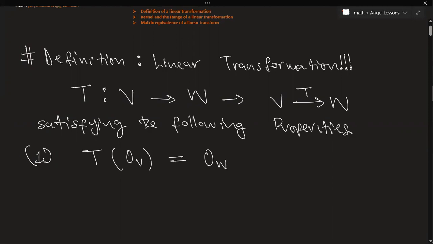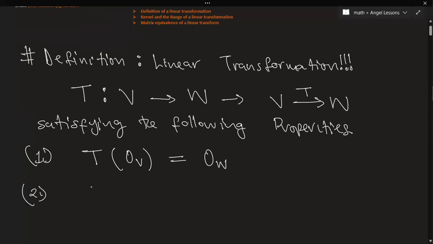That's one of the first conditions that must be met if a transformation is linear, because there are many ways of constructing a map that allows us to move from one vector space into another vector space. But if we want one which is linear, then these properties that we're stating here must hold true. So the first one is that T of the zero of V must produce the zero of W.